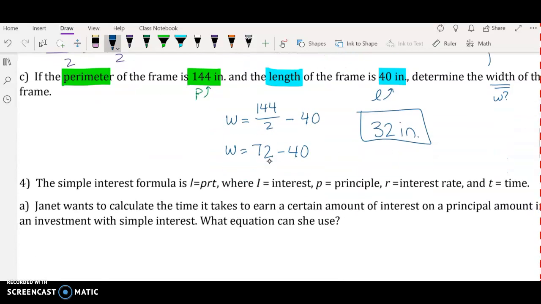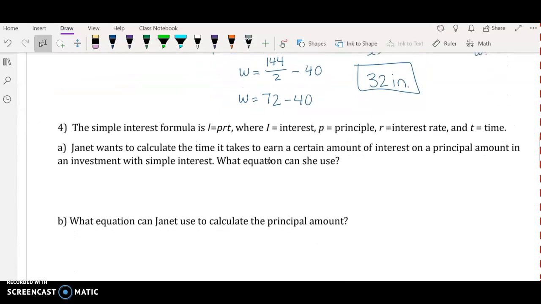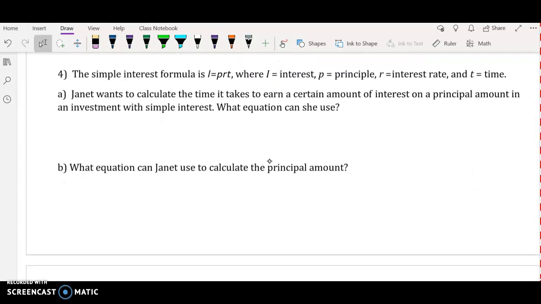So let's take a look at another context or another situation. So this one is a formula we may not be familiar with. We are given the simple interest formula. So sometimes if we're working on formulas that we don't recognize, you will be given those formulas. So I stands for your interest, P stands for your principal, R is your interest rate, and then T is your time. So we're given the formula and we're told what each of these parts stands for.